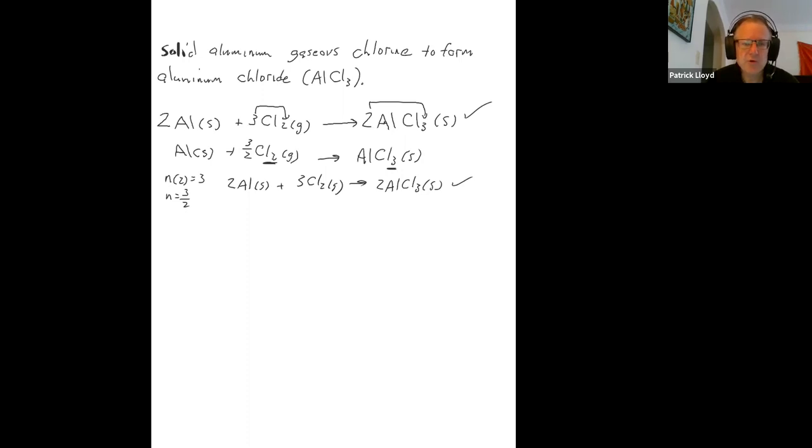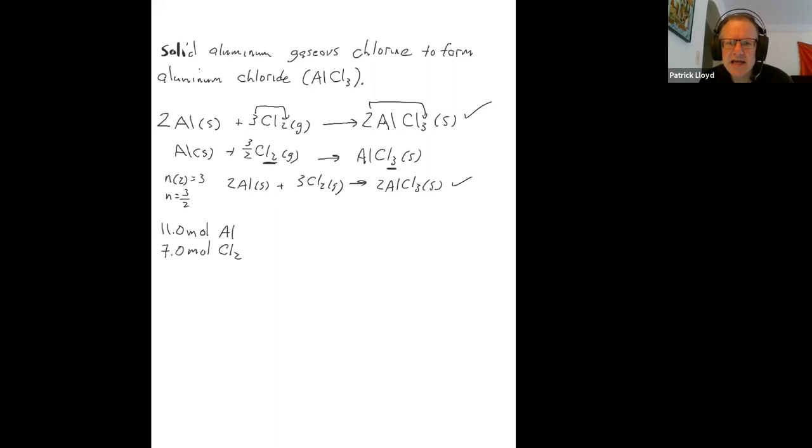So if we come over, and I'm going to write these numbers down, what we're given is that we have 11.0 moles of aluminum, and we have 7.0 moles of chlorine. Okay, that's what's put into the reaction mixture. Okay, so here's what I'm going to do. I'm going to go through this.